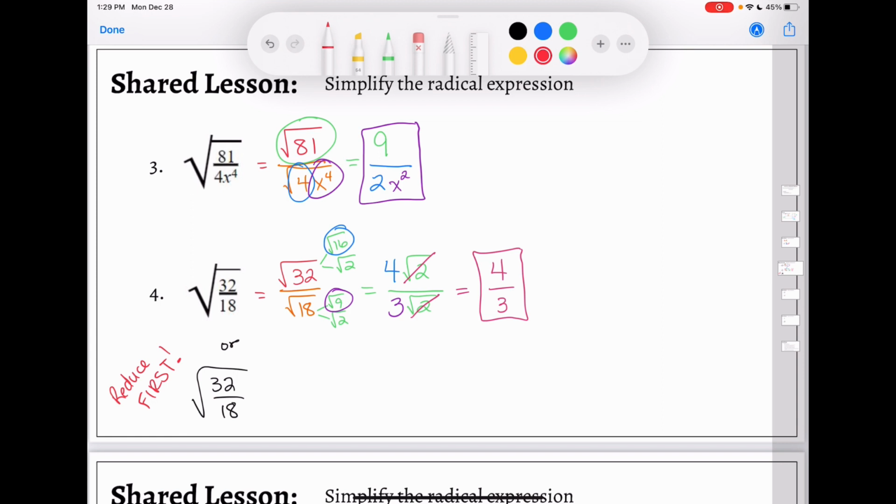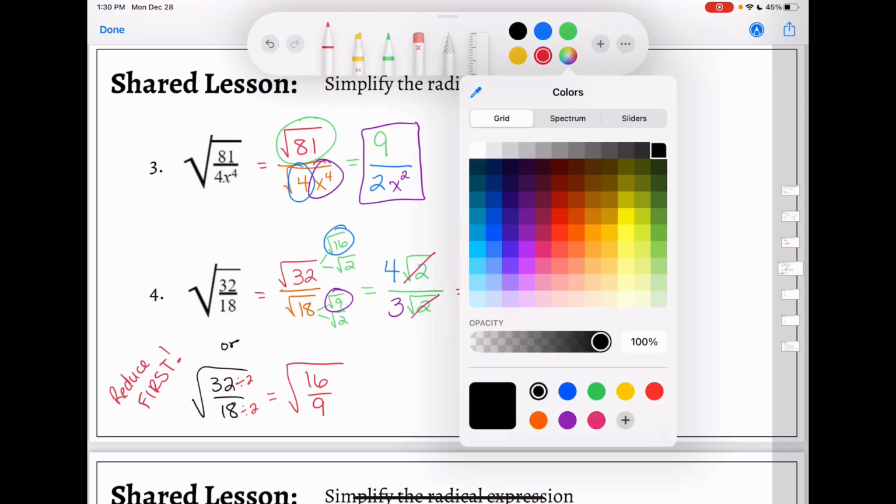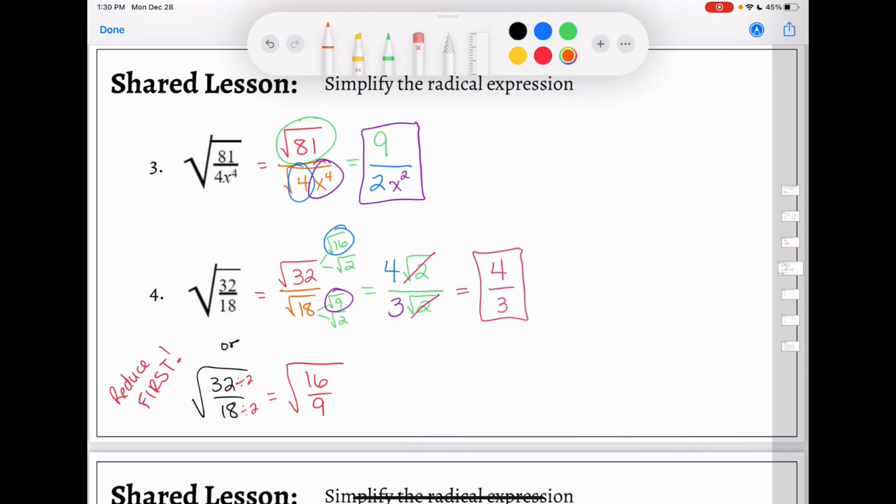32 over 18. Well, I know I can for sure divide both of those by 2, right? Let's just divide by 2. So I get the square root of 16 over 9. Holy cats, that's way easier, right? Now you could rewrite it as square root of 16 over square root of 9, but at this point we know it means the same thing. So the square root of 16 is 4, the square root of 9 is 3, and that saved me some work.